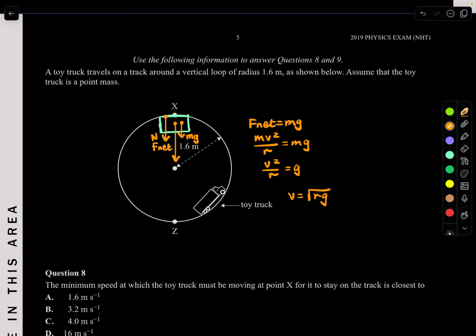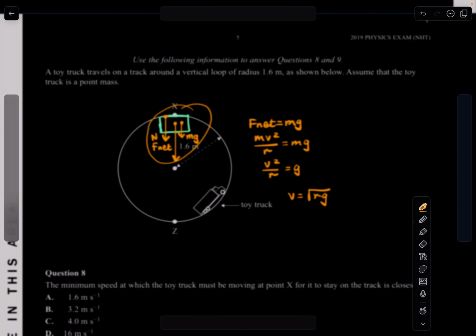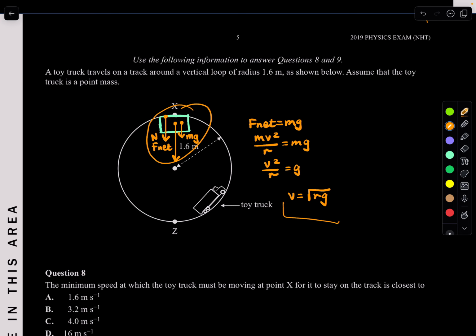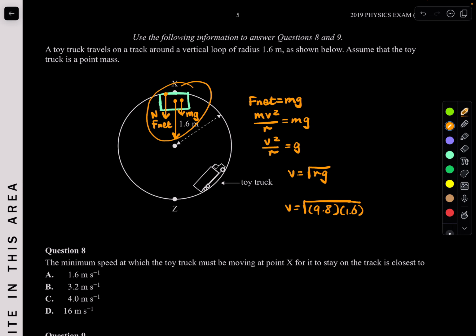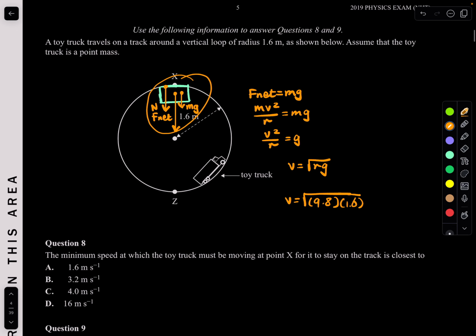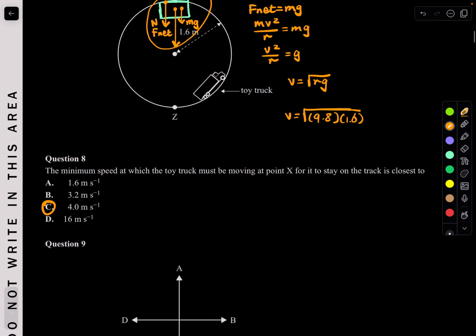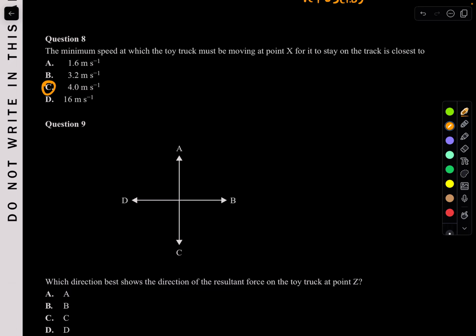This is the most typical question you'll get in an exam when they say find the minimum speed at which, for example, something stays on the track. And this is the formula that you normally use, and I've just transposed it. All we have to do is sub in the values. So g is 9.8 and the radius is 1.6. Done. That's going to give me 3.95, which is approximately C, 4. Done. Question 9. Which direction best shows the direction of the resultant force on the tow truck at point Z?